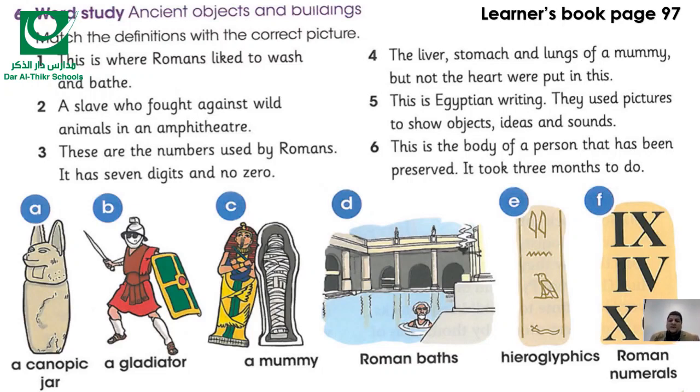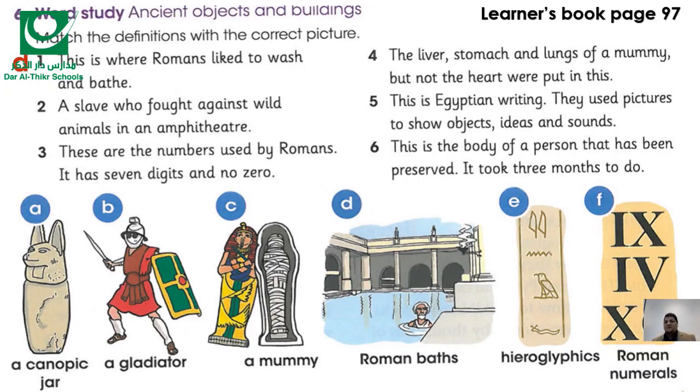I want you to look at the pictures and the definitions. You have 6 pictures and 6 definitions. All I want you to do is to read the definitions very well. For example, I'm going to do the first one for you. This is where Romans like to wash and bathe. Which picture do you think? A, B, C, D, whatever. Okay, and of course it's letter D. It's the Roman bath.